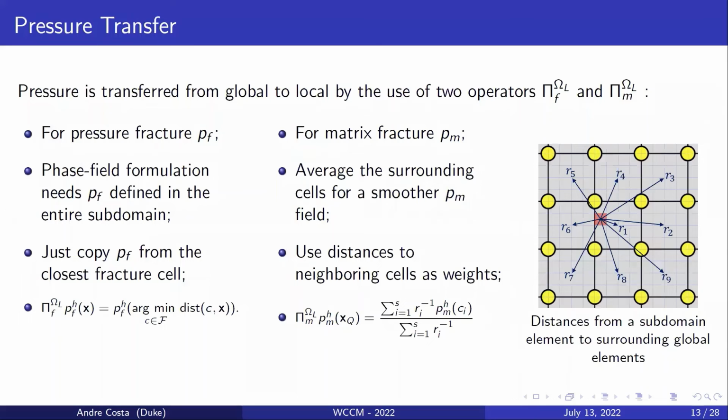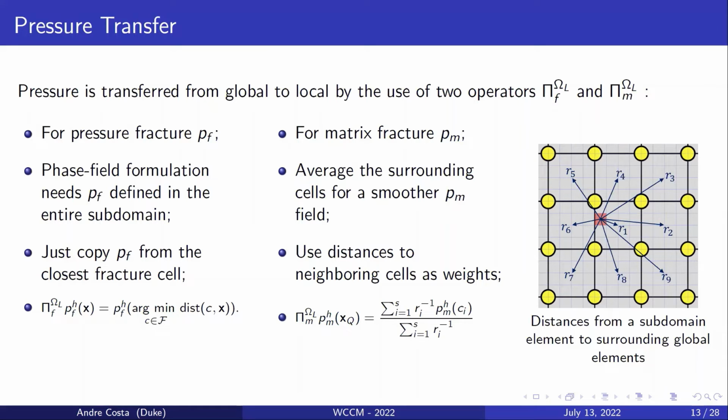Two important details of this algorithm that will depend on the numerical methods used in the global and local problems are the transfer of pressures from the global to local and the crack propagation scheme. Let's now present how it's done in our case. For the pressure transfer, we perform two different operations.